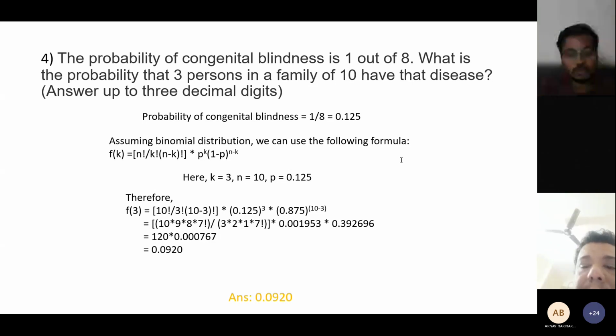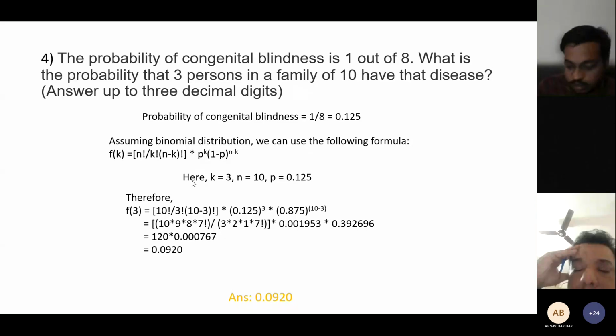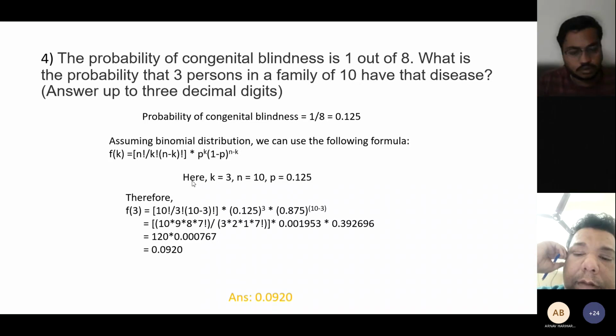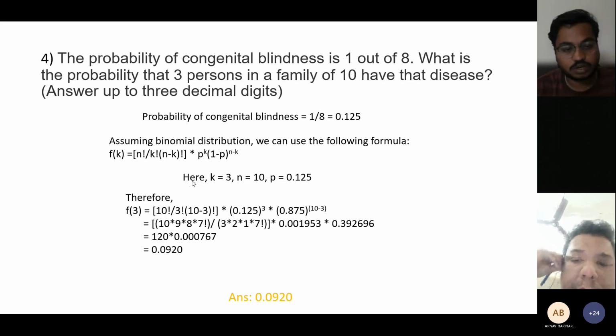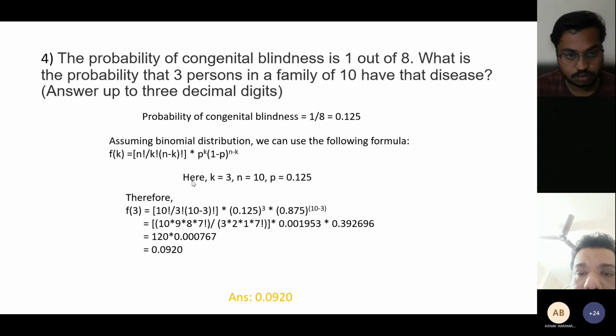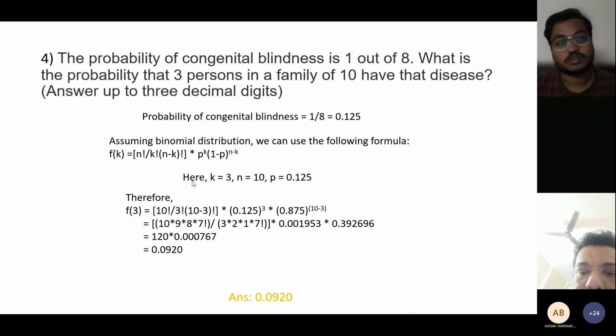Yes, sir, clear. I have one doubt, sir. If we are putting these values in GraphPad, whether we have to take the cumulative or exact probability? Okay, it's not kind of clear. Can you speak a bit more loudly? Sir, if we take these values and put them in a computational method like GraphPad, whether we need to consider the cumulative one or the exact probability here. Yeah, so the question is, what is the probability that 3 persons have the disease? So we'll use the exact probability.